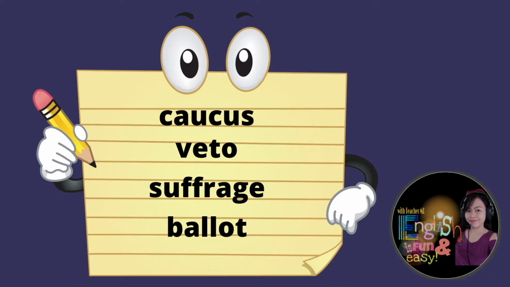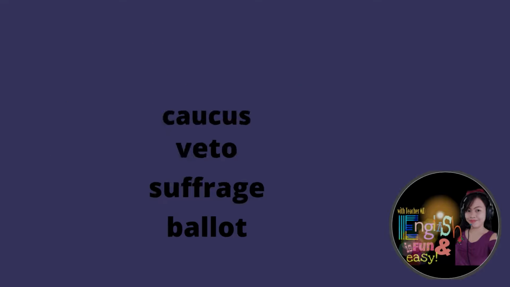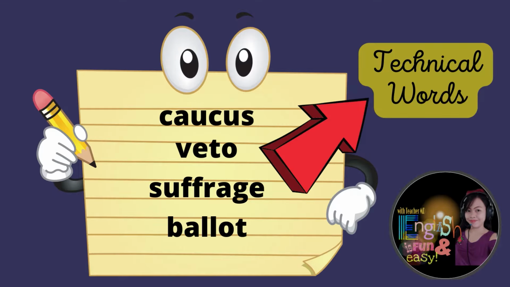Now, look at the samples. We have the terms caucus, veto, suffrage, and ballot. Are you familiar with all of them? Do you know what each term means? Well, these terms are basically used in the field of politics. They are not like the other words which we use or hear every day. Hence, they are all technical words.